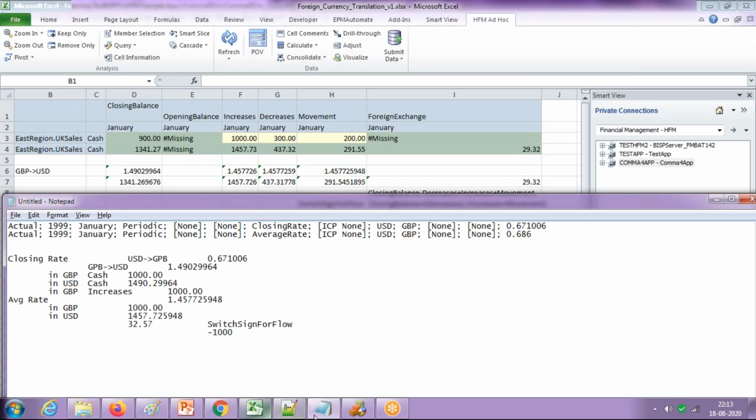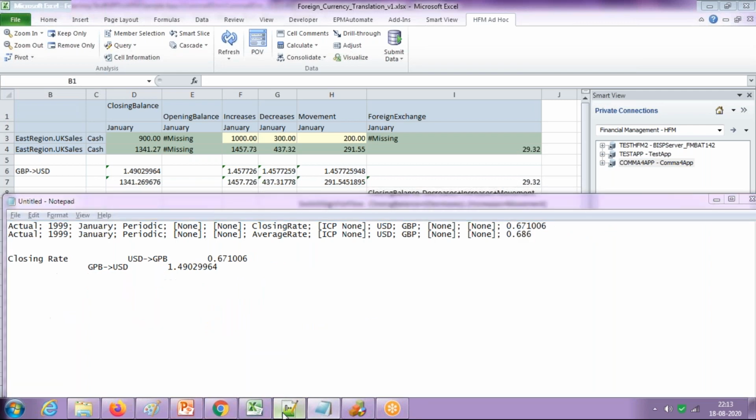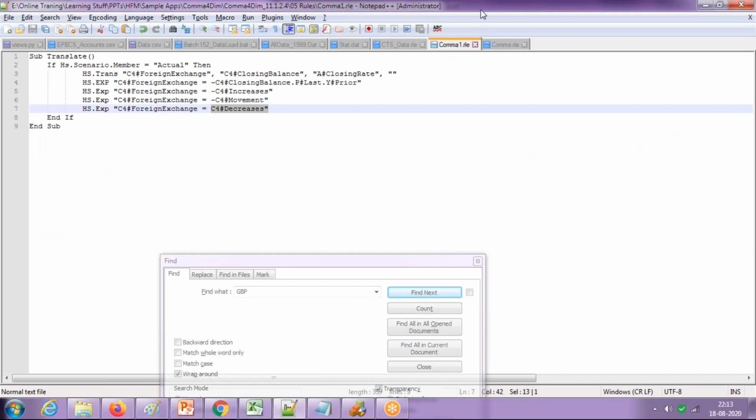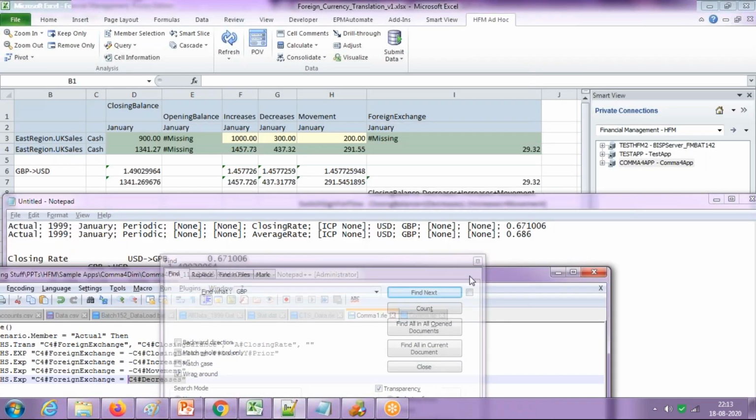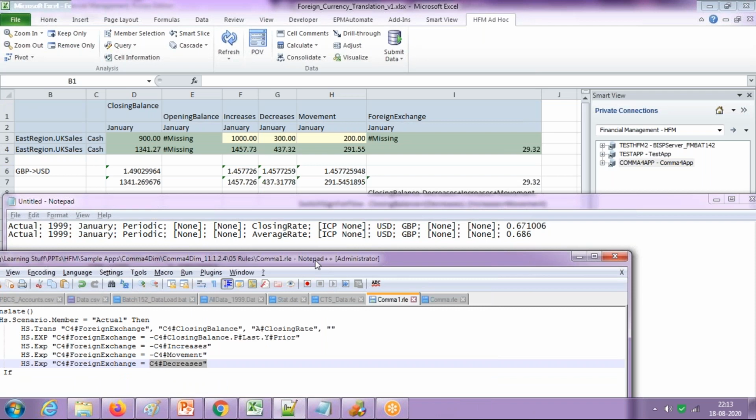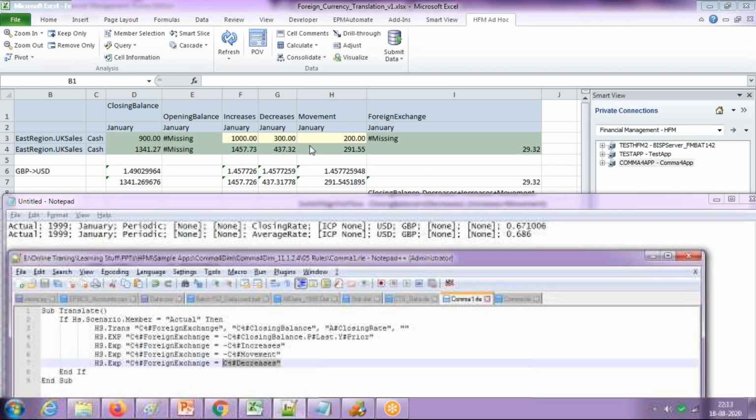And finally I show you the script as well. This is your script. You can see everything together. Your script, your currency exchange rate, and your final outcome. So this is an example as to how you can calculate foreign currency exchange rate by using custom currency translate function in HFM.